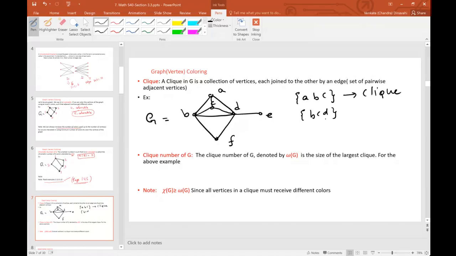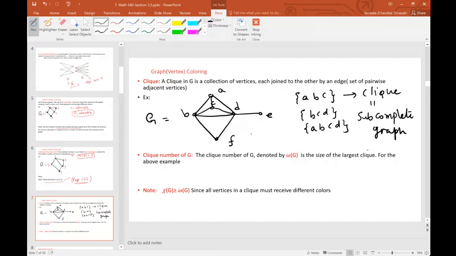Similarly, BCD is one clique. Similarly, ABCD is one clique. These are all different cliques. That means these are all subgraphs of this graph, and which are complete. So you can think of this as a sub-complete graph. Again, I'm not being very formal here. That means you take some set of vertices such that there is an edge between any two vertices.